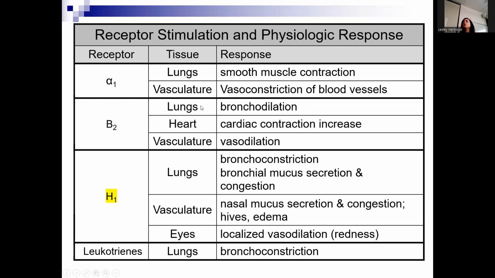Beta-2, when that receptor is stimulated, I was going to say triggered, but that's not the right word. We get bronchodilation in the lungs, like we said, and we also do get some heart response, with cardiac contraction increasing, even though we generally talk about beta-1 for the heart and beta-2 for the lungs.